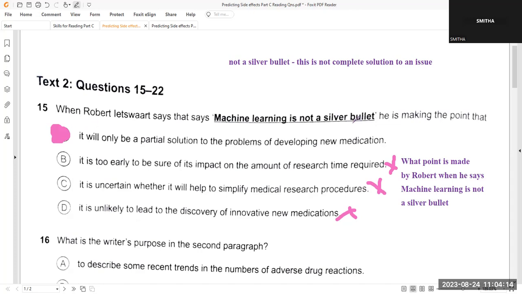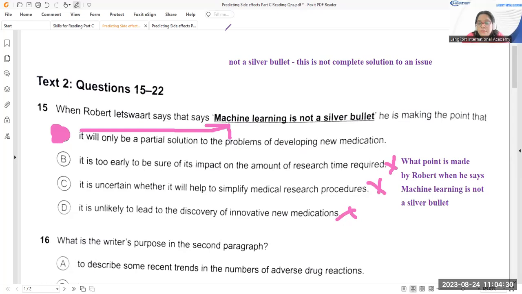It refers to machine learning. All of you go through it.